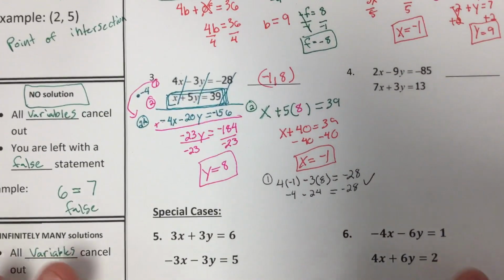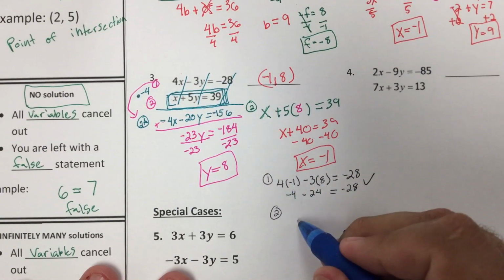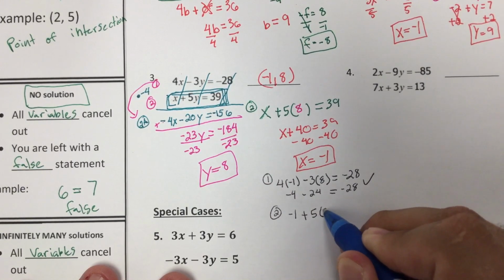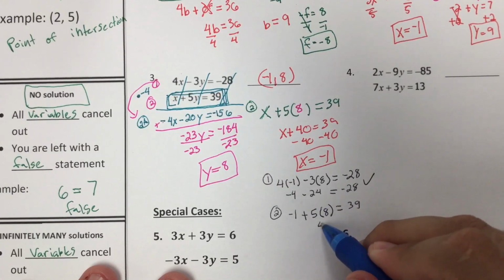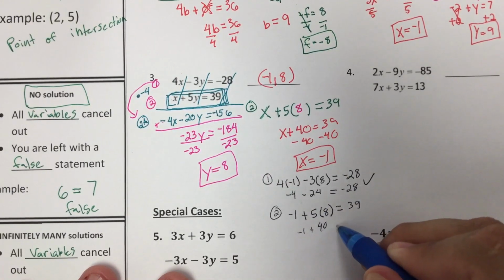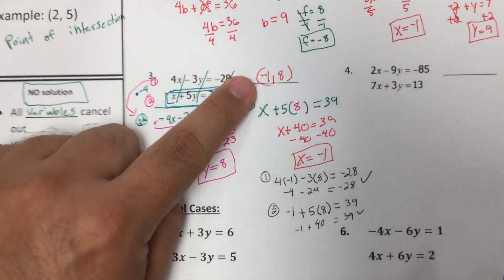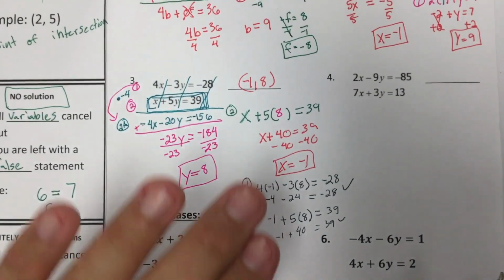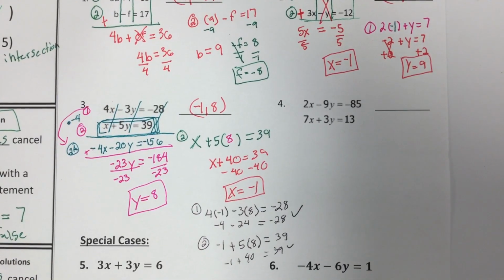Okay, now the real test. I need to do the second equation, right? So x, which is negative 1, plus 5 times y, which is 8, should be equal to 39. Well, 5 times 8 is 40. Negative 1 plus 40 equals 39. I'm good to go. And that's how you check to see if this is a correct solution. This is how you verify. You don't have to do this all the time, but if you want to check and make sure, this is a simple way for you to verify that that is in fact the true answer. Make sure that all that work doesn't go to waste, right?